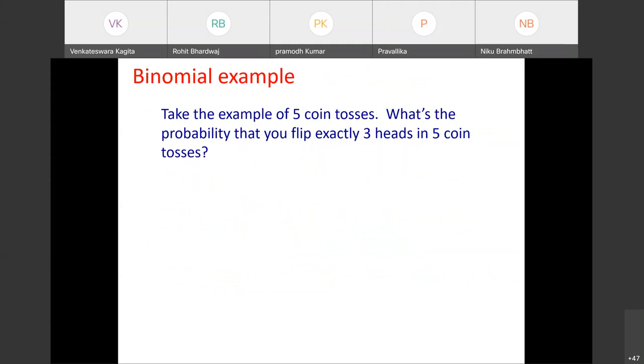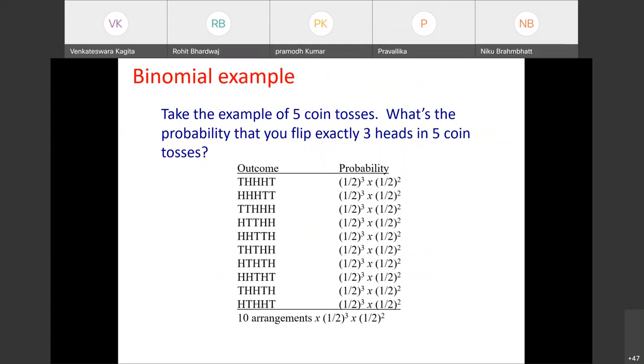So what is the probability that you flip exactly 3 heads in 5 coin tosses? You're tossing the coin 5 times. What is the probability of exactly 3 heads? So what are the possibilities?